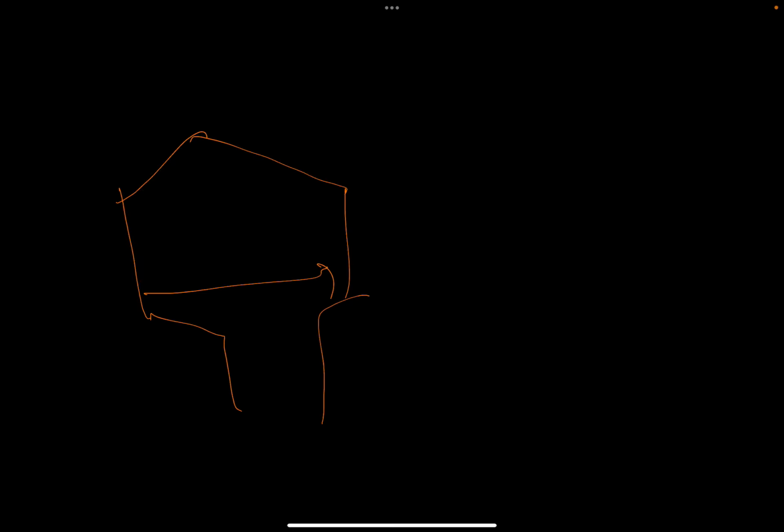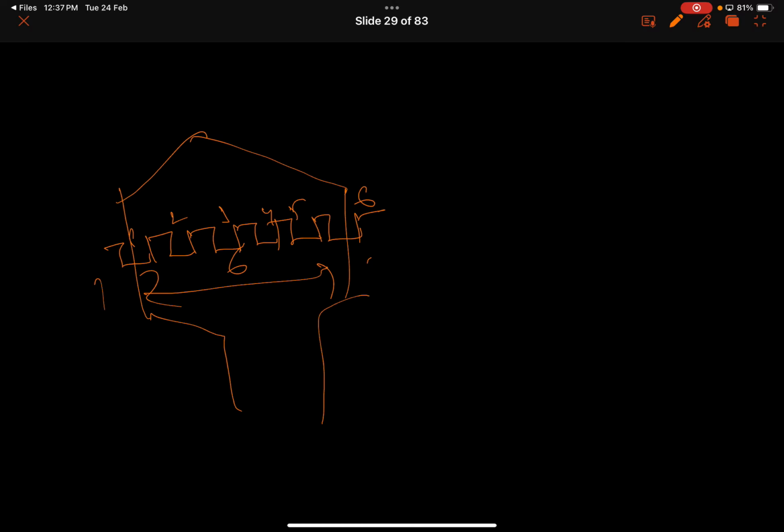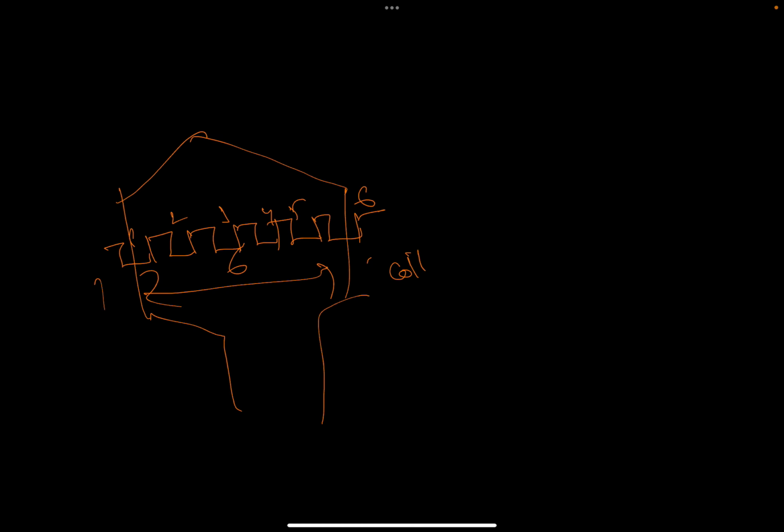Listen, if there are 6 slots, and the first coil is placed under the first slot like this, 1, 2, 3, 4, 5, 6, and the other end of the coil is placed under the 6th slot. Okay, so I'll try to insert.